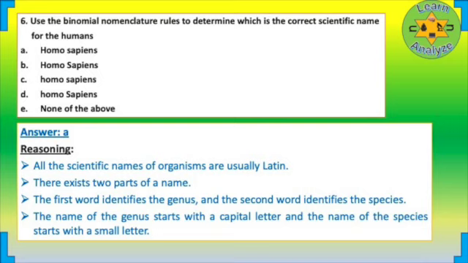The answer to the question is option A, because all the scientific names of organisms are usually Latin. There exist two parts of a name. The first word identifies the genus, and the second word identifies the species. The name of the genus starts with the capital letter, and the name of the species starts with the lowercase letter.